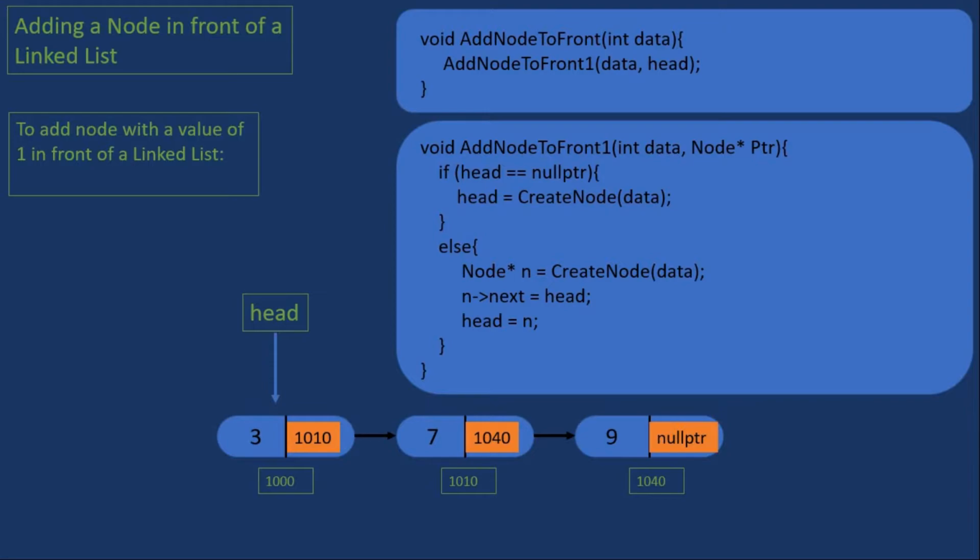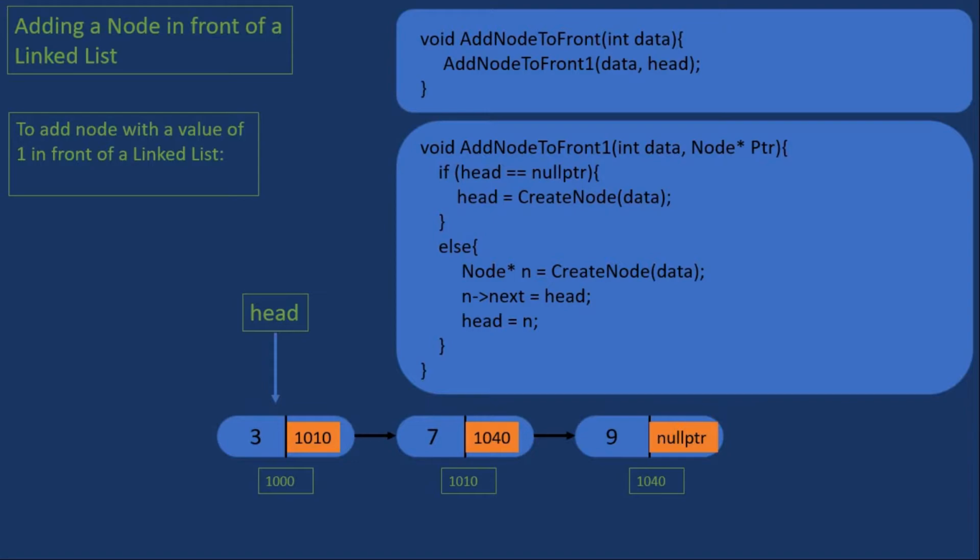After that, we check if the head is equal to null, meaning the linked list is empty. And if that's the case, we don't have any nodes in the linked list. We want to set the head node pointer to the newly created node, which we create using the create node function as I explained a moment ago.